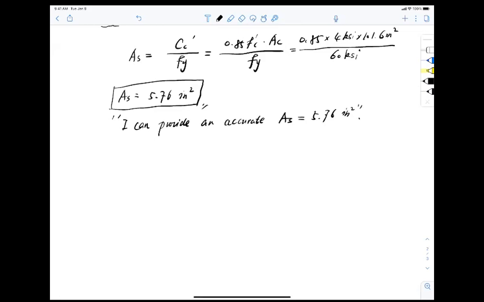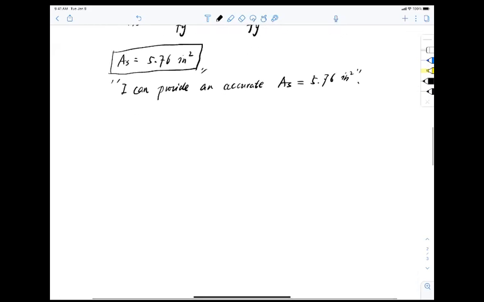Now, if you can provide that, then your problem is actually solved, because now Mn would just equal to what? Would just equal to CC multiplied by JD, which is the distance between the center of the compression and the tension of the bars.